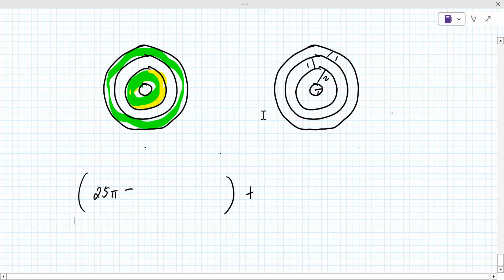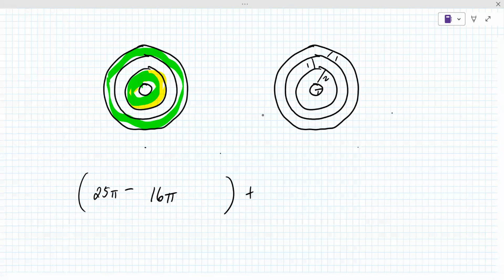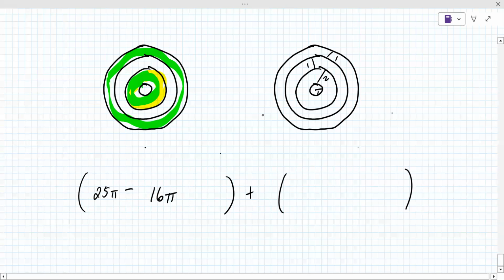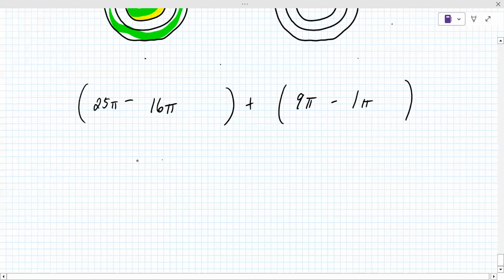Oh, okay. So then it would be 25 pi minus 9 pi. So then it would be 16 pi. Good. And then that would give you that one. And then you have to do 9 pi minus 1 pi. And so it would just be 16 pi plus 8 pi, which would be 24 pi.